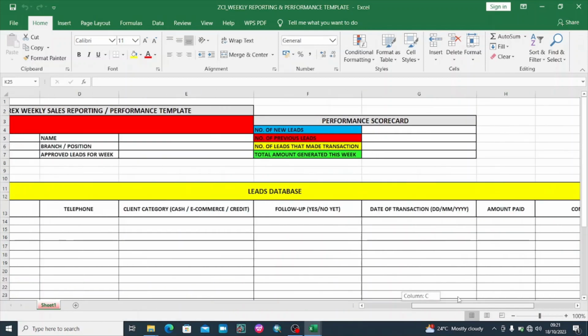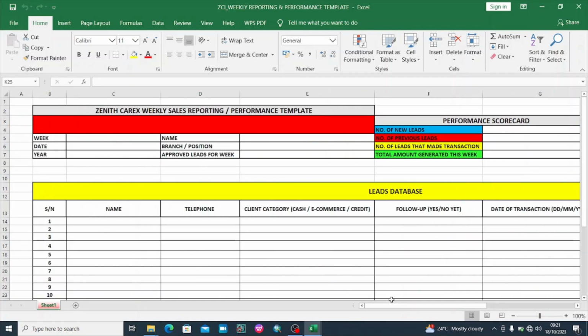Before I dive into this template, I would like to say some things. This reporting template is not for customers that come naturally into your branch to do business with you. This is for clients, potential customers, people that you have identified as having the potential of doing business with Zenith Carex.